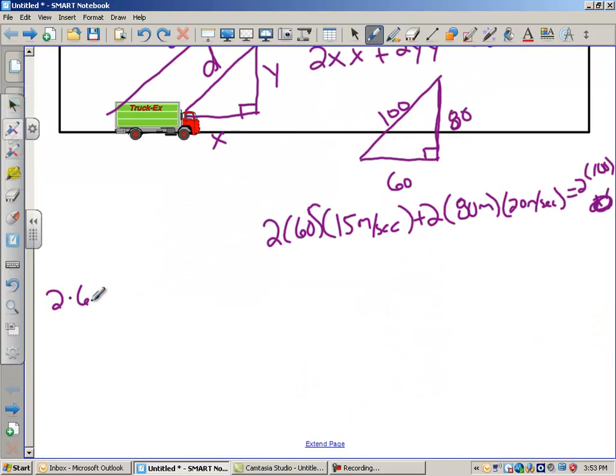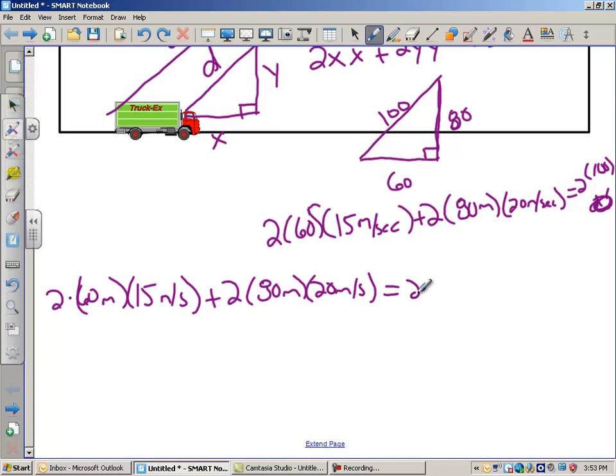2 times 60 meters times 15 meters per second plus 2 times 80 meters times 20 meters per second equals 2 times 100 times whatever the rate of change of that distance is, which is what we're looking for. All right, I'm going to go ahead and divide everything by 2. No reason to have that extra stuff there.